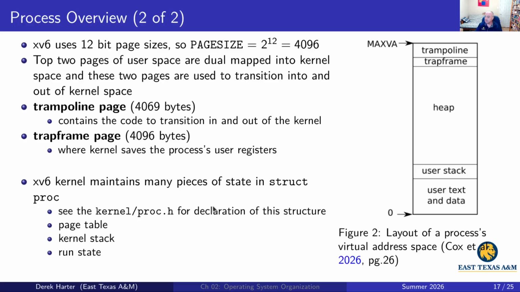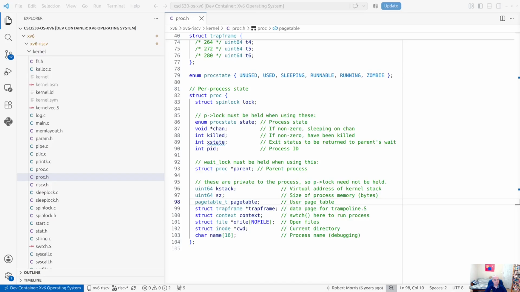So let's jump in now and look. Actually, no, let me defer that for a second. XV6 maintains many pieces of state in the struct proc. This is in proc.h, the process header file. It has structures in there for the page tables, for the kernel stack, run state, and other stuff like that. So actually, let's jump right in and look at proc.h. I'm going to jump right to the process structure.